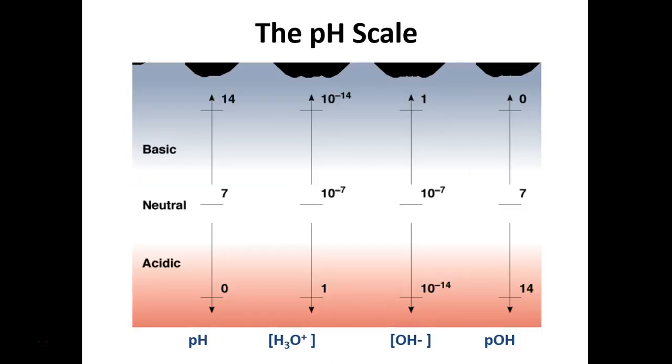Okay, so when we recall the pH scale, acidic is less than 7 and basic is above 7, so a pH of 7 is neutral. Now you might remember from Chem 1 that pH plus pOH equals 14. So if the pH is low, that means the pOH is high. And we'll also talk about how these relate to hydrogen ion concentration and hydroxide ion concentration.